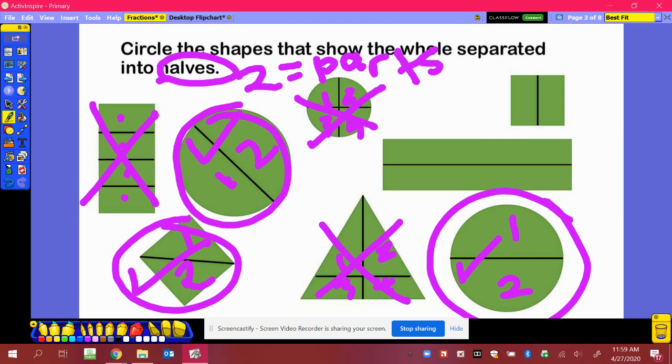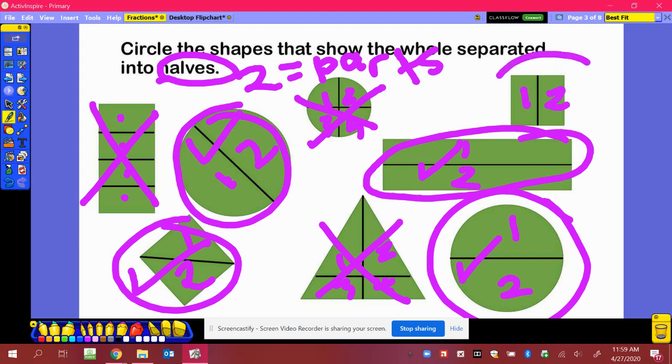Look at the rectangle. 1, 2. There are 2 parts. Are they equal? Yep. And we'll circle it. And look at the top square. 1, 2. Yep. And they are equal. They are the same. Okay, so all of these have 2 halves that are circled.